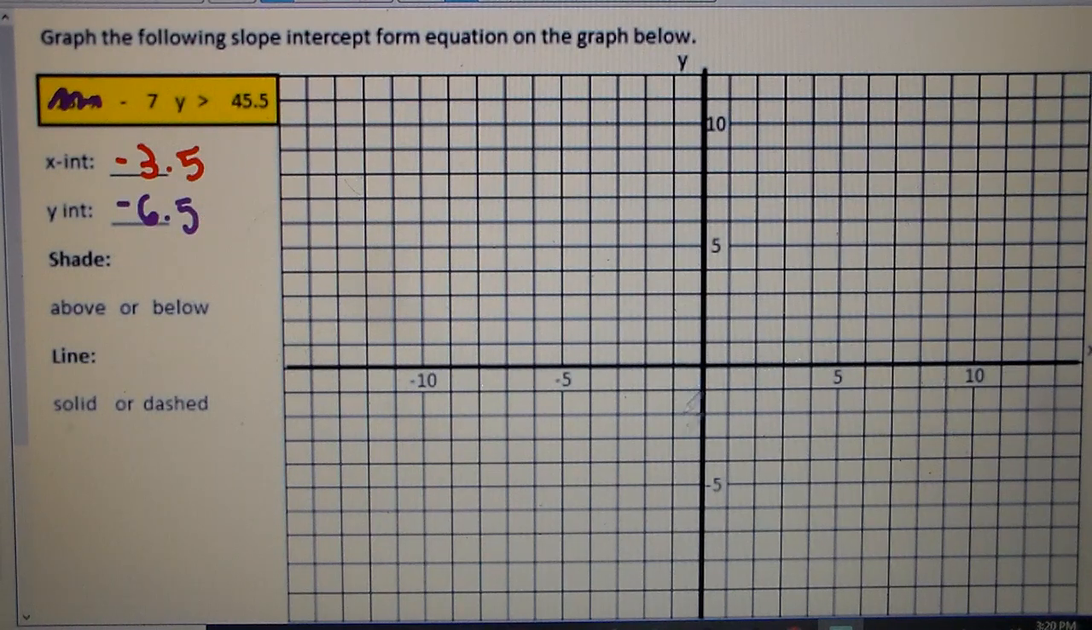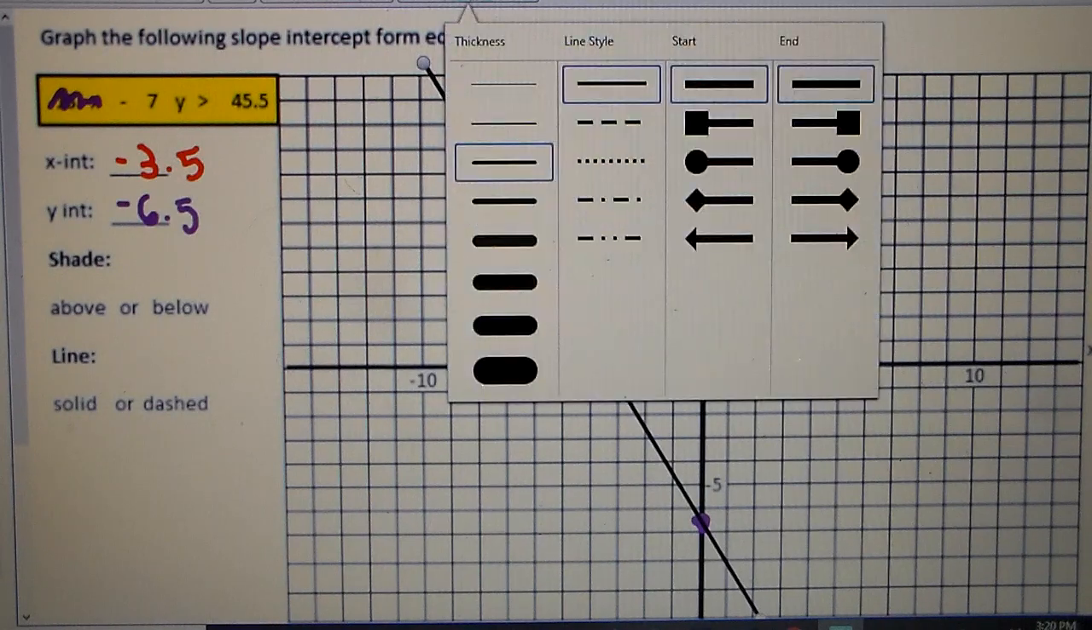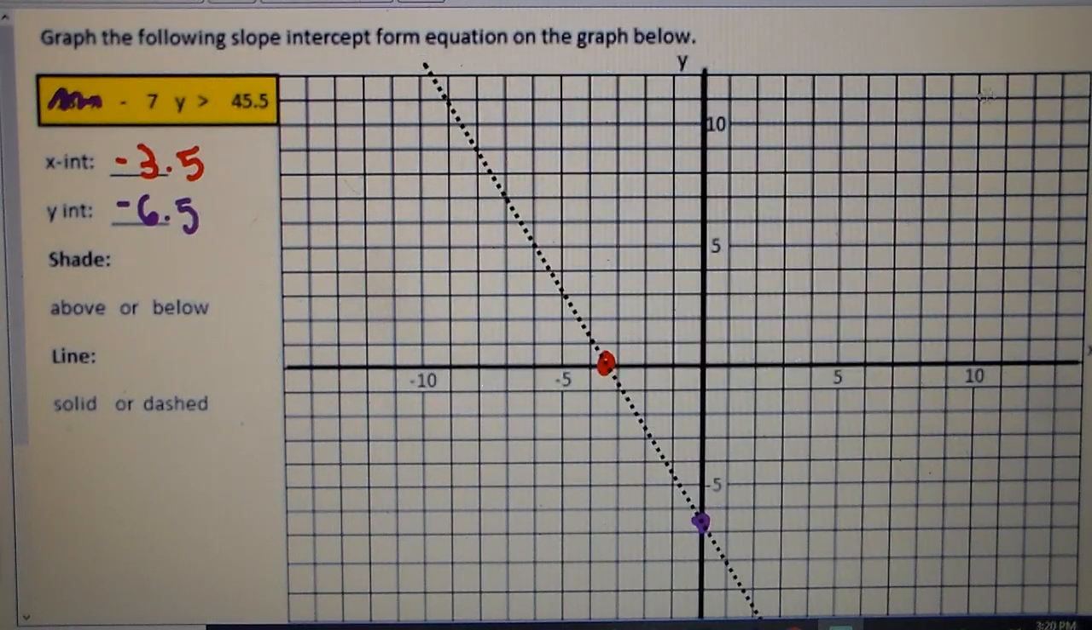Plot those two coordinates, negative 6.5, located right there. Negative 3.5 is located right there. Now this is a greater than, there is no equal to, so this is going to be a dashed line when I connect it and be all done. Made a nice dashed line here.